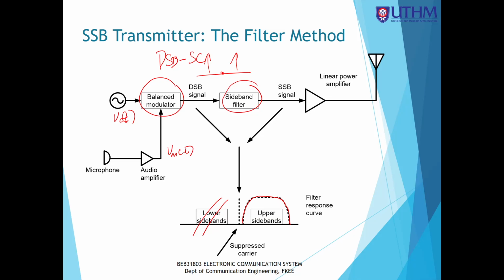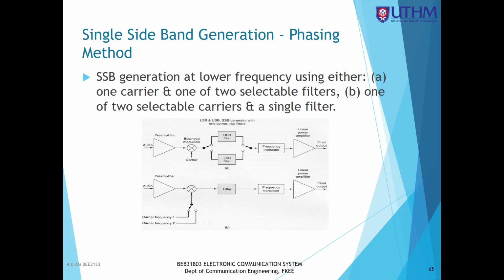Okay, so it depends. You can also choose the lower sideband and remove the upper sideband. So either you use a low pass filter or a high pass filter. The output here is a single sideband, and then we amplify the signal and transmit the single sideband. And then there is single sideband generation using a phasing method also.